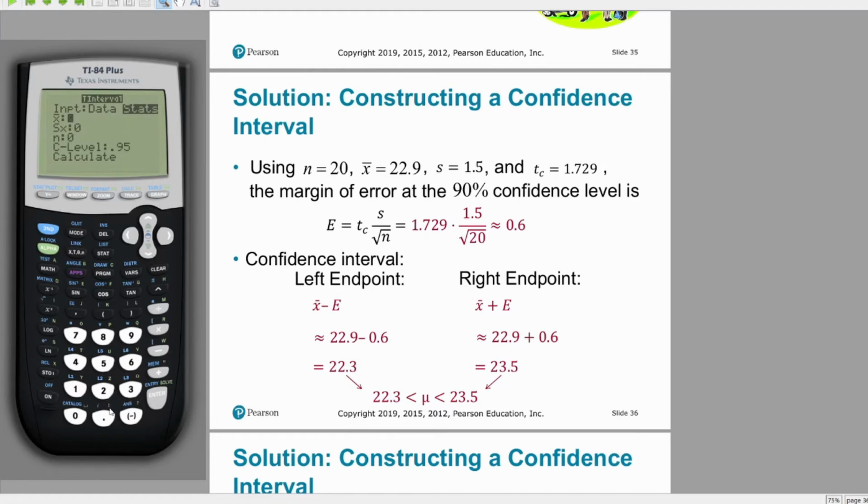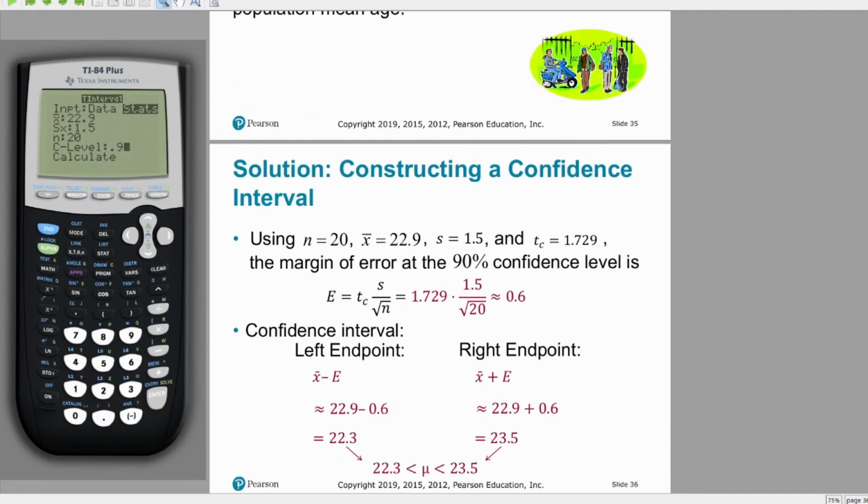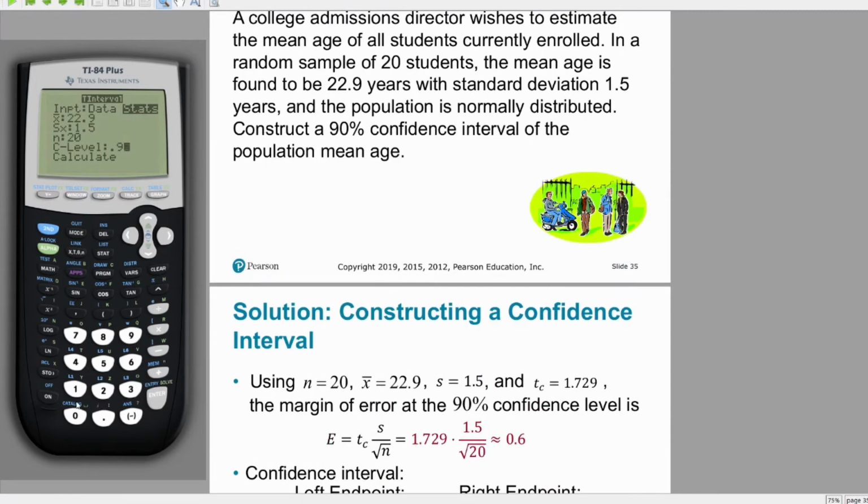And in here, we're going to put in that mean value, x bar is 22.9. The value for s is 1.5. The sample size is 20, which means we have 19 degrees of freedom if you prefer. And we're working for this with, just to be sure, a 90% confidence level.